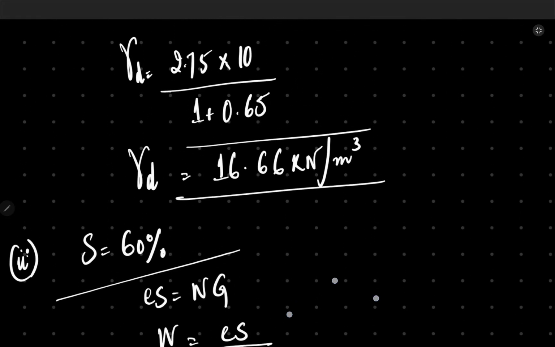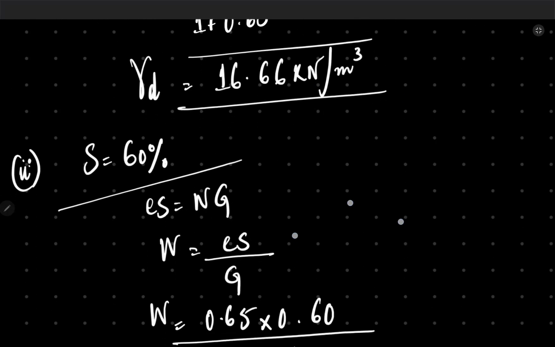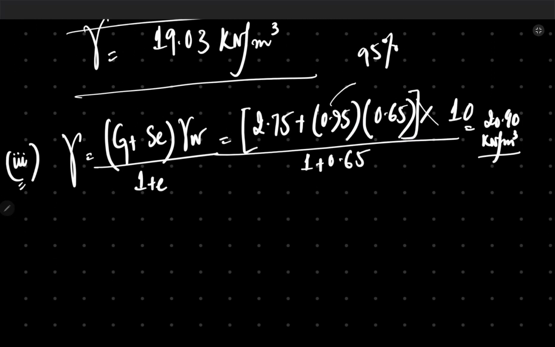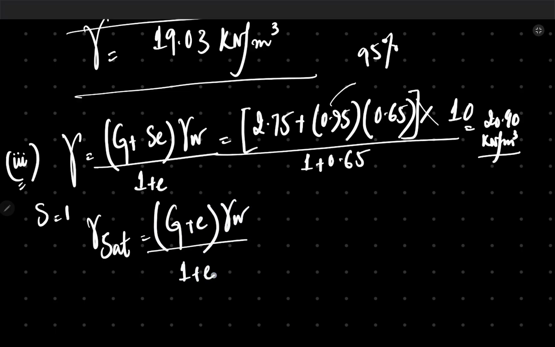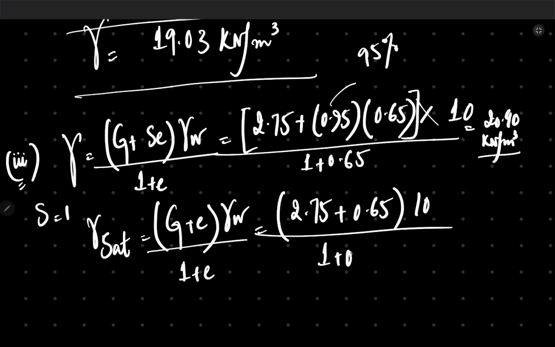Next, it says 100%. So when this becomes 100%, S becomes 1. In this case, when S becomes 1, the bulk unit weight actually becomes the saturated unit weight, which is equal to (G + e)γw / (1 + e). So G is the same, 2.75, plus e, and S is 1, soil is fully saturated. e is 0.65. Unit weight of water is 10. This is 1 plus 0.65. So this becomes 20.60 kilonewton per cubic meter.